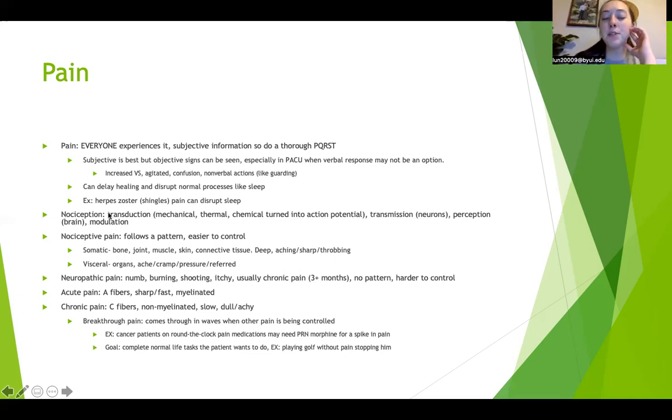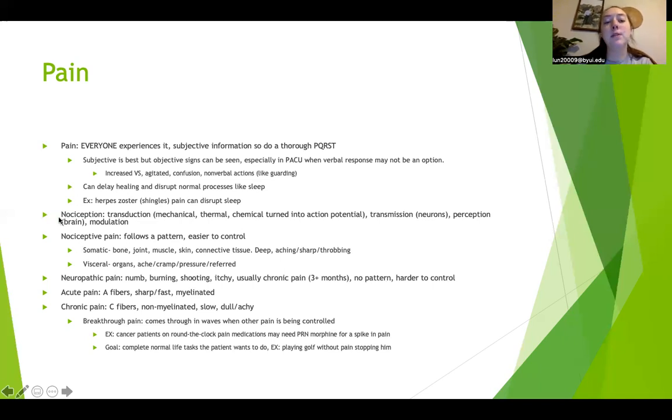So nociception in regards to pain is determined by like transduction, transmission, and perception and modulation. So transduction can be mechanical, thermal, chemical, and that turns into an action potential. So let's say I touch a hot stove, action potential sends to my spinal cord to transmit it through neurons and then up to my brain where my brain perceives the pain and then sends out a signal to modulate. So, and then once that signal is sent out to modulate, I'll pull my hand away because I recognize the pain.